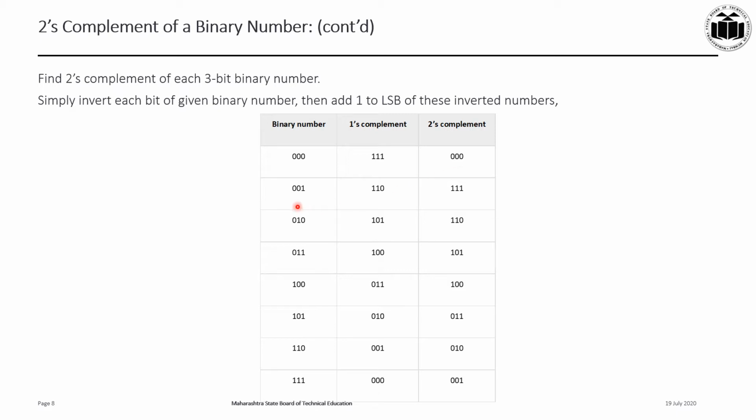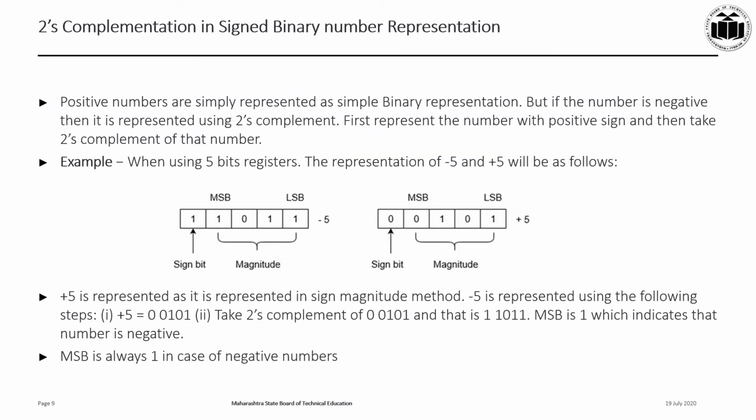Similarly, take the example of 001. 1's complement, inverting the bits, gives you 110. And when you add a 1 to the LSB of your 1's complement, you get 111. So in this table, you can see the representation of the binary number in 1's complement form and 2's complement form.